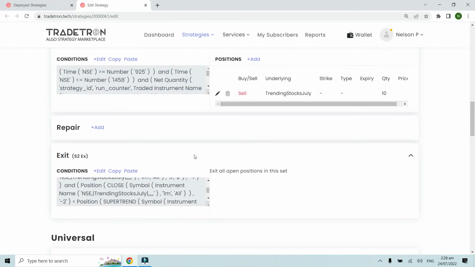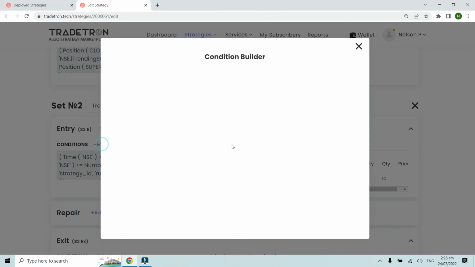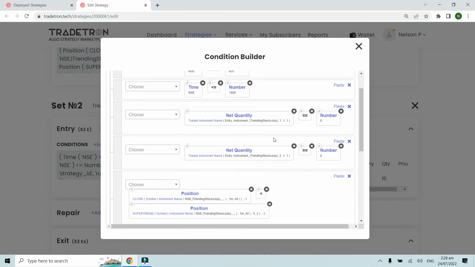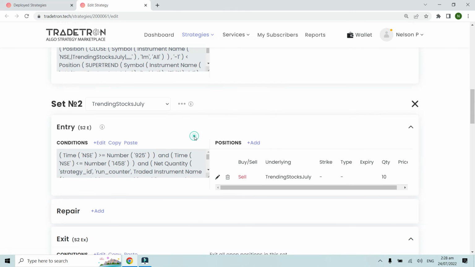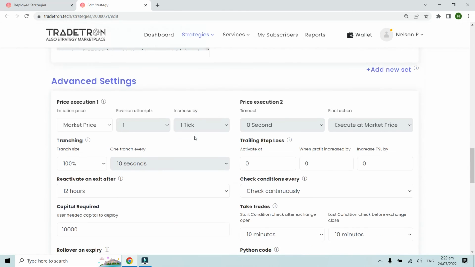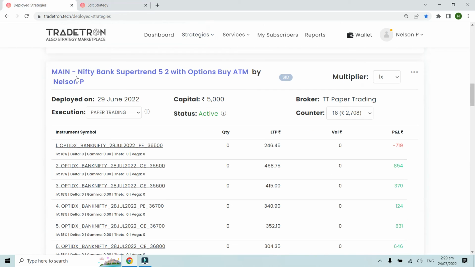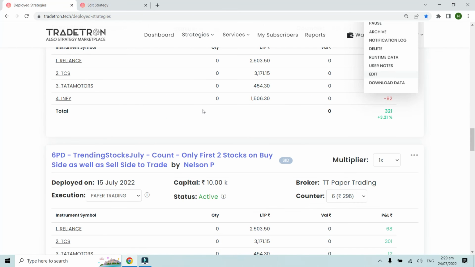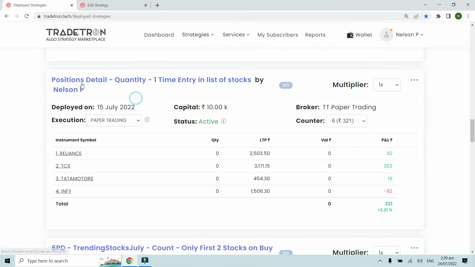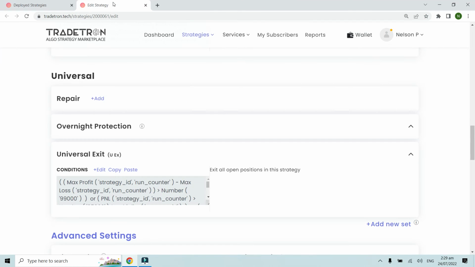So here it's important to know that we are using net quantity, because when the exit of the first set happens, that is the buy side gets closed out, then only this second set will get activated. So there will be no mismatch of quantities while trading. Okay, so let's just see now what kind of trades it has taken based on this condition. All right, so let's just go to that particular strategy. So this is the strategy position data which we're checking over here.